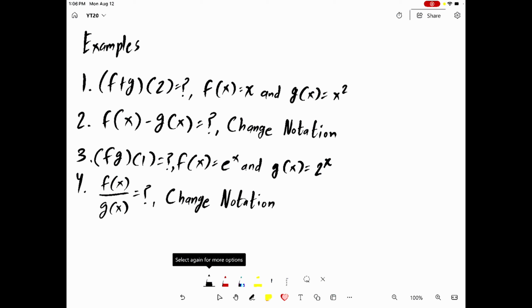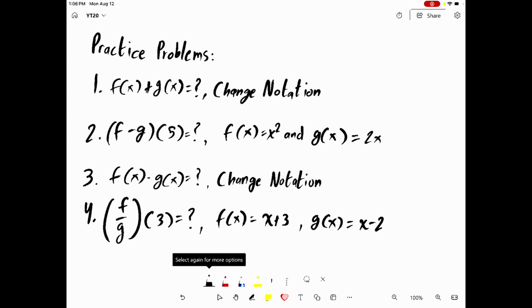For our fourth and final example, it's another changing notation question, and this time it's f of x divided by g of x. So what we gotta do here is just remember the formula. If you remember the formula, you'll know that it's f divided by g of x. This is our fourth example, and it's really simple.